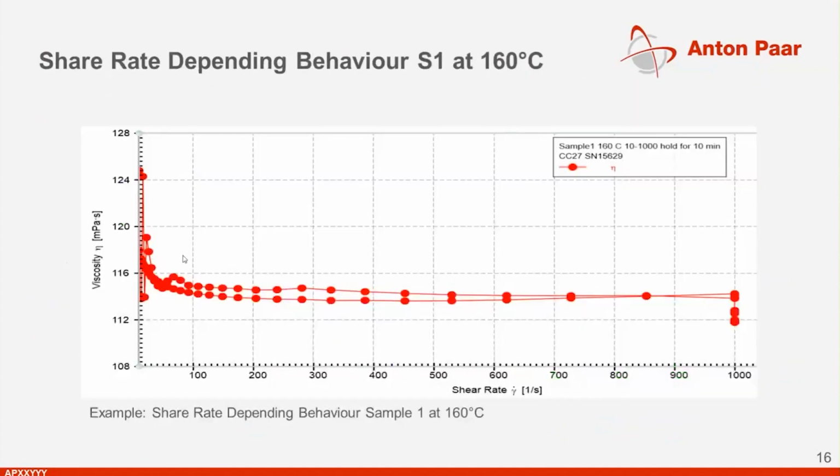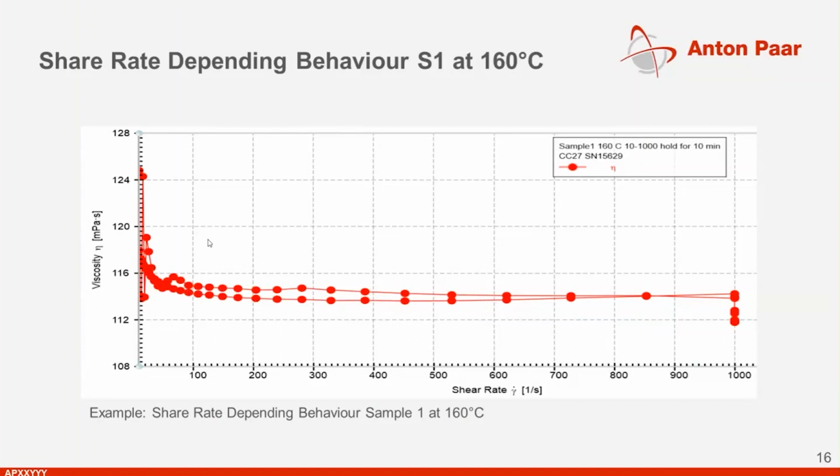So this diagram is showing the Newtonian behavior of an unmodified asphalt binder at 160 degrees C, measured under the use of a cylindrical system. In the beginning, we can see that the viscosity is dropping down a little, but at a shear rate of approximately 100 reciprocal seconds, the viscosity gets constant.